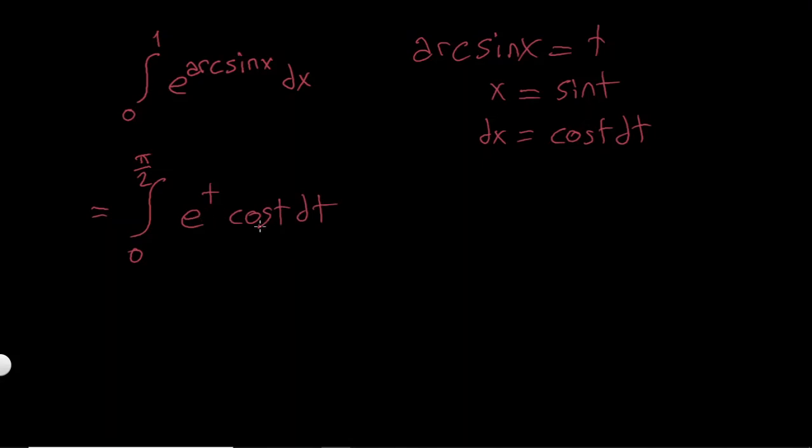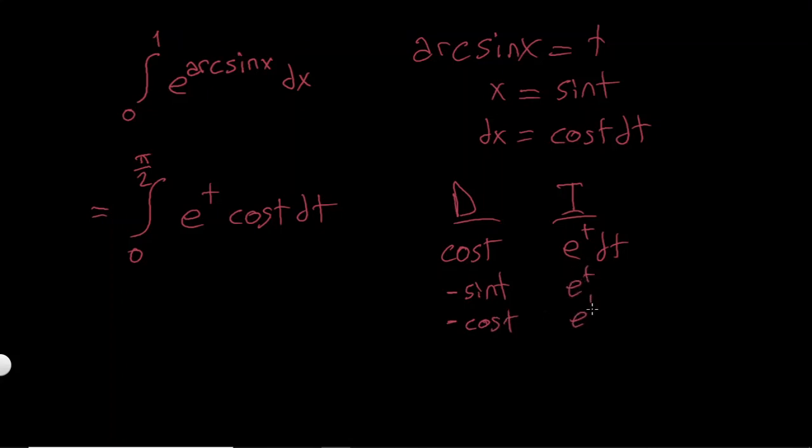Well, we can do this part easily by integration by parts. So let's use this tabular method, DI. Let's pick cosine for D. For this example, it doesn't matter. And e to the t dt for this part. So I'm differentiating this side, minus sine of t, minus cosine of t. And integrating this part, e to the t, e to the t.